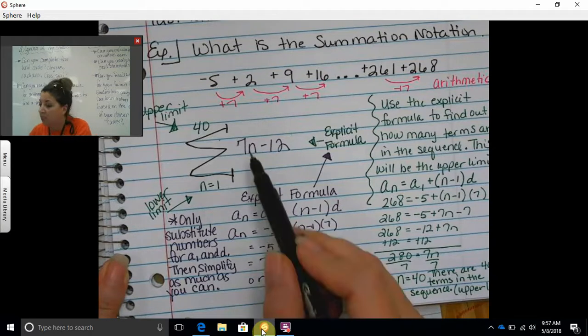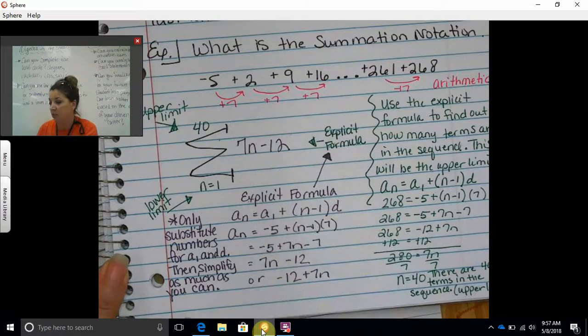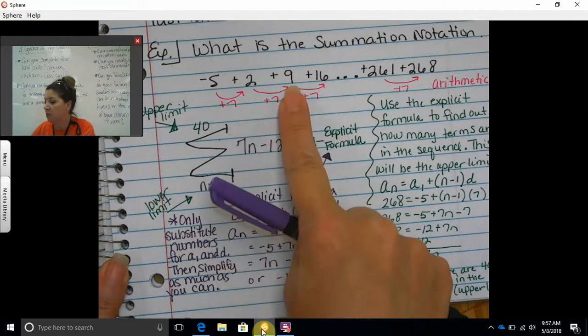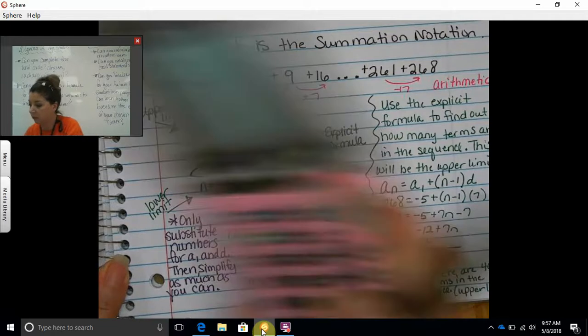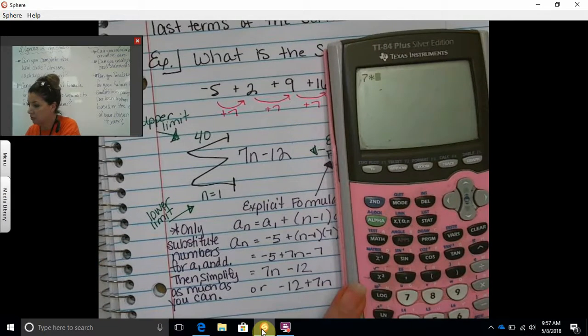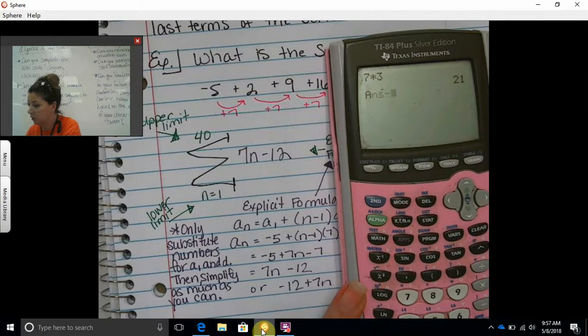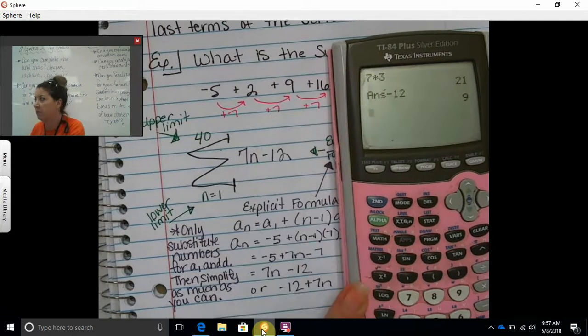That's kind of like the formula to find out the term number in the sequence, okay? So if I want to know the third term in the sequence, I would do 7 times 3 minus 12. Let's see if that works. 7 times 3 is 21, minus 12 is 9. Was that my third term in the sequence?